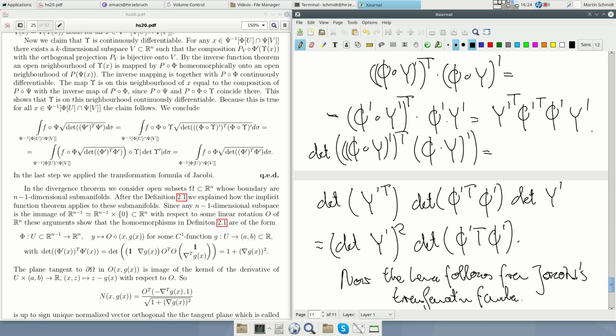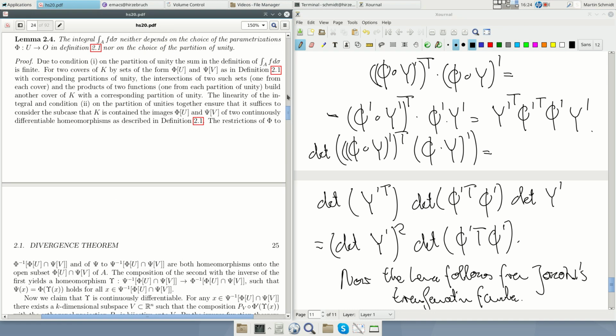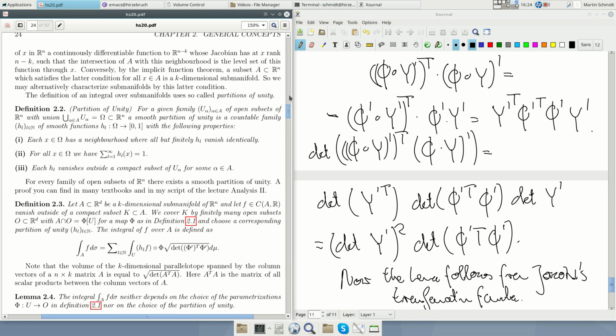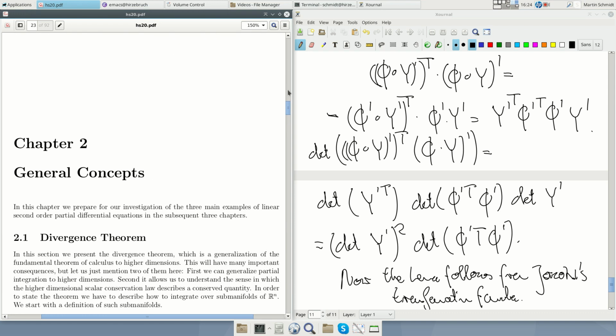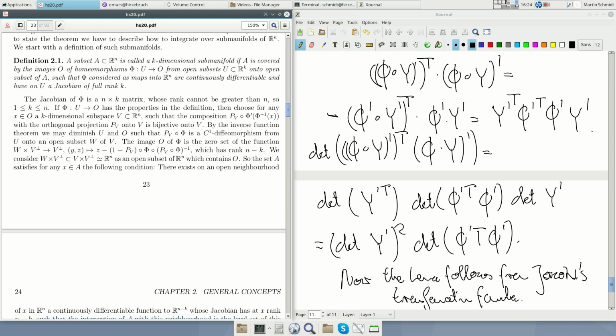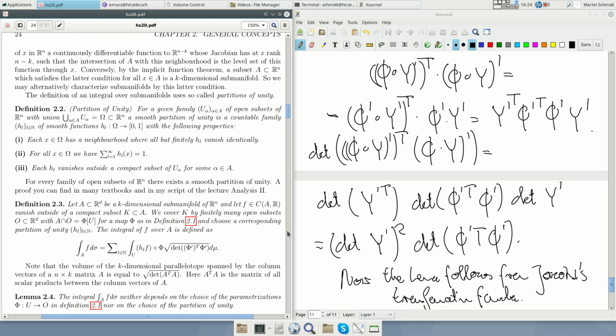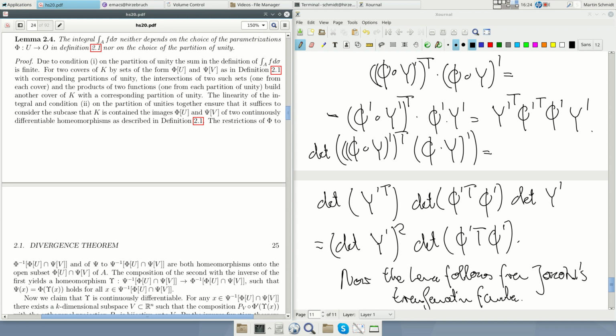Let's recall what we have done today. We first started with chapter 2. We introduced the divergence theorem, then we defined what we mean by k-dimensional submanifolds. Then we introduced the concept of partition of unity. Then we defined the integral over k-dimensional submanifolds. And then we proved that this integral does not depend on the choices, so it is really natural.